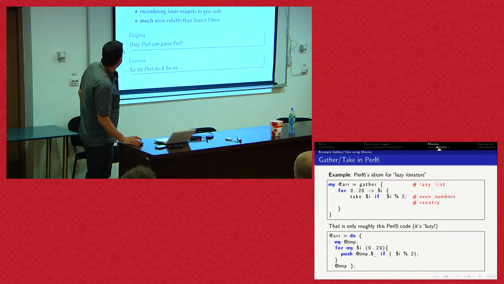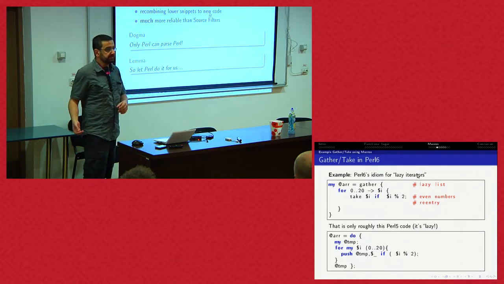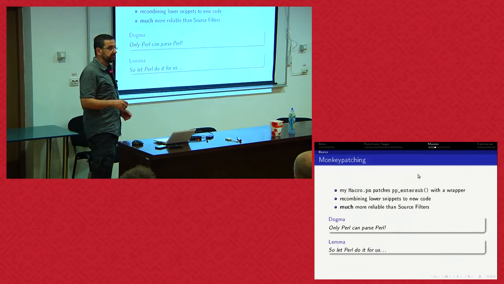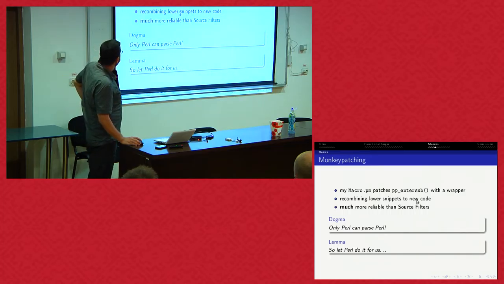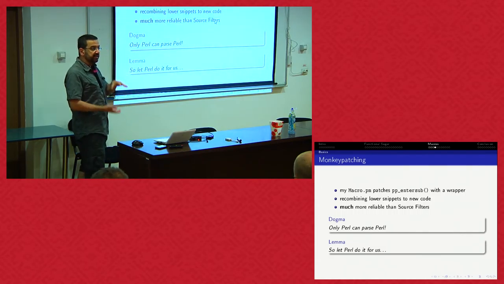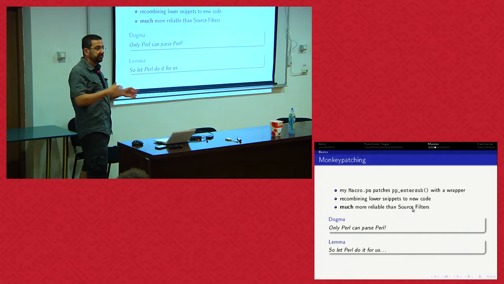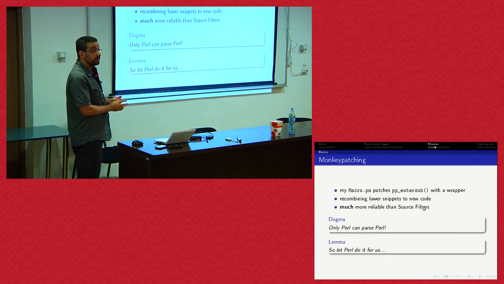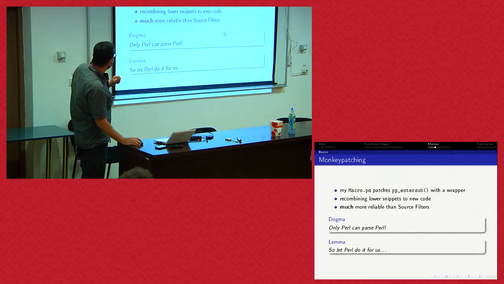So what does monkey patching mean? I can override this subroutine, pp_enter_sub, and make a wrapper subroutine which calls pp_enter_sub, gets this take call, knows the argument, and changes what is reported back to B::Deparse. So I'm recombining lower snippets of the code, and it's much more reliable than source filters, because the op tree is the canonical representation of the Perl code. I'm not using a source filter to analyze the Perl code with some regexes, but I get the canonical normalized representation of the code. So only Perl can parse Perl, so let Perl do it for us.